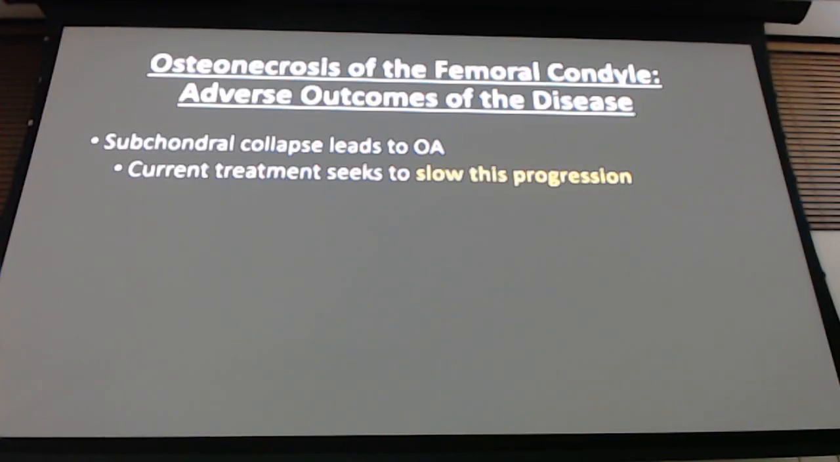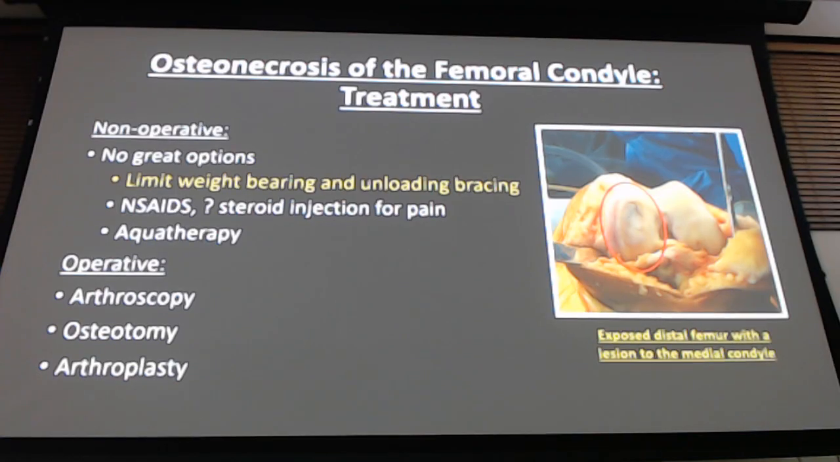Current treatment seeks to slow this progression. What that means, getting into this slide here, is there are no great options, right? We don't have a rule like, if you have osteonecrosis of the medial femoral condyle, you should do this and you'll be just fine. A lot of times, these diagnoses are not made early, right?